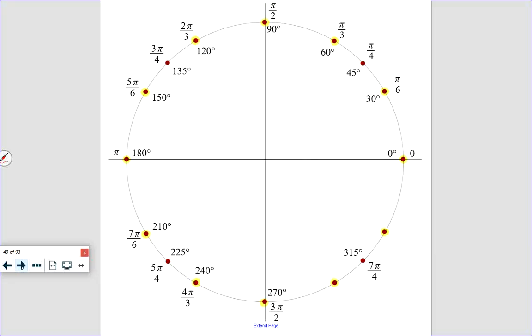If you want to work in pi over 3s, if that's 4 pi over 3, then this yellow dot over here would be 5 pi over 3. If you want to work in pi over 6s, this was 8 pi over 6, 9, 10 pi over 6, which is 5 pi over 3.